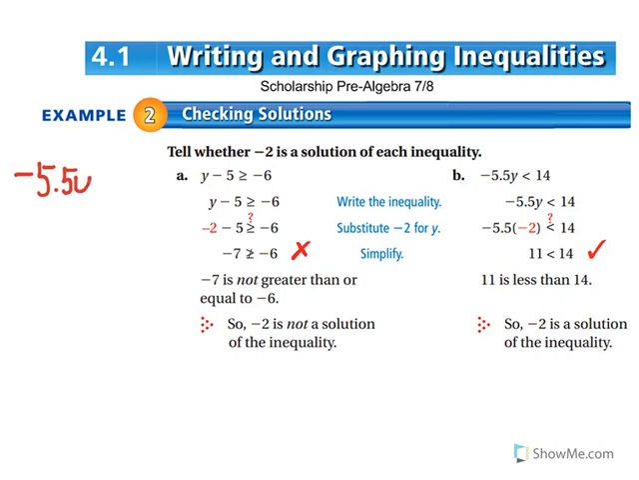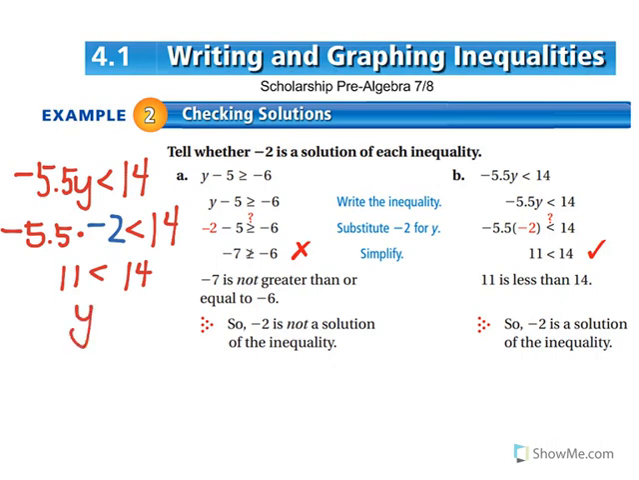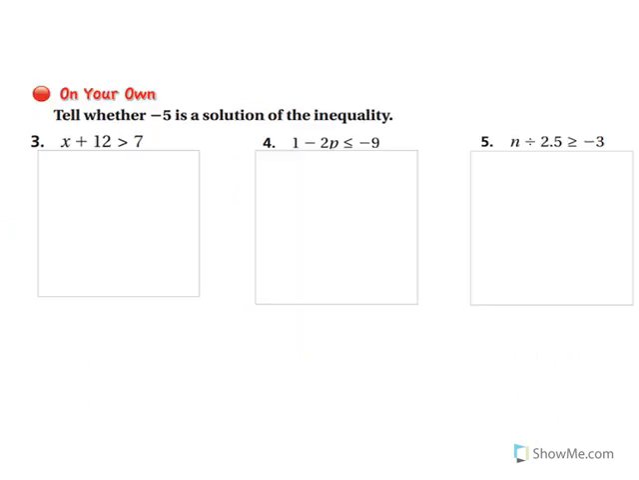-5.5 y is less than 14. I'm going to put in my value for the y. So I have -5.5 times -2 is less than 14. And so -5.5 times -2, that gets us positive 11. Is 11 less than 14? Yes, it is. So our answer is yes. So let's go ahead and take a look at some examples.